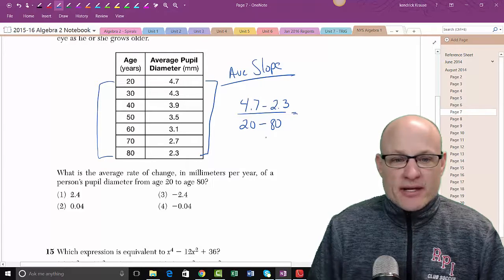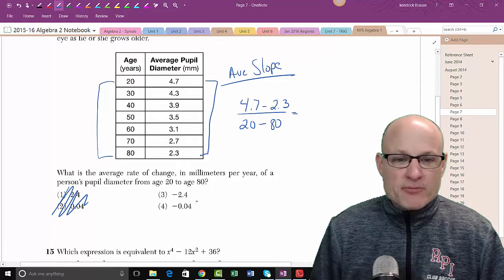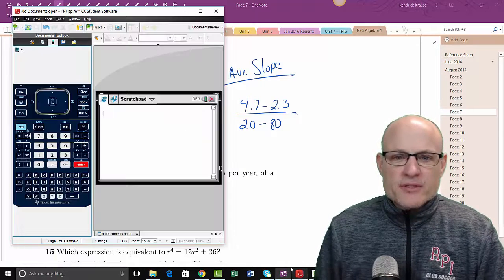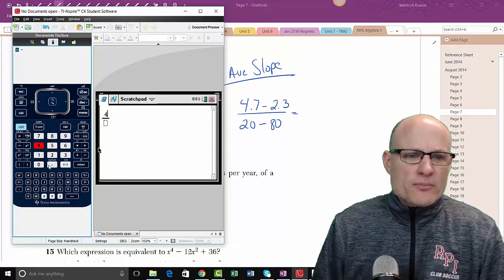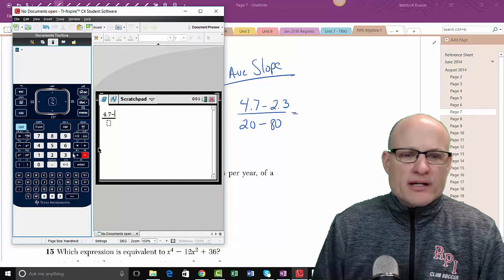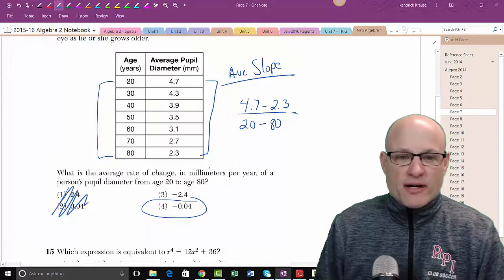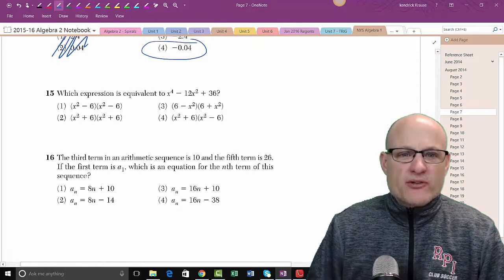Now you'll notice this is going to be a negative answer, so these two answers don't make sense. If I'm a guessing man, it's probably 4. But let's just check. 4.7 minus 2.3 all over 20 minus, yes, if I was doing this problem, I would just write negative 60. There it is, negative 0.04, our answer. Ka-chang!